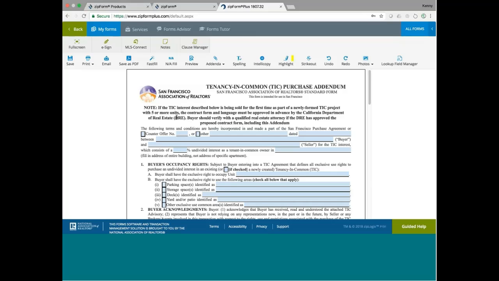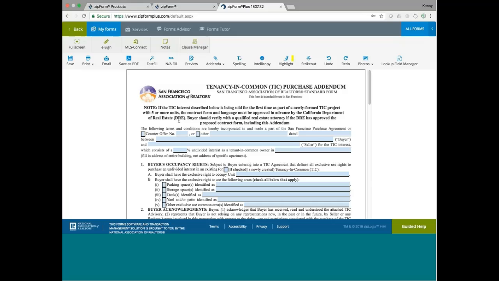So if it is a newly formed TIC, newly formed means that it wasn't a TIC before, but now they made it into a TIC, okay? Then you need the DRE's approval. Now they changed the name already. It is now called DRE again. So we have to change our habit of calling the Department of Real Estate. We no longer call it BRE. We now call it DRE.